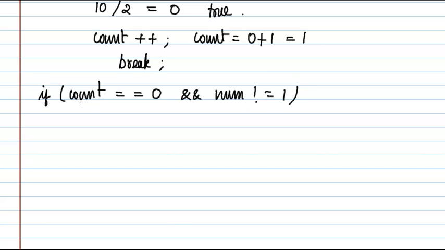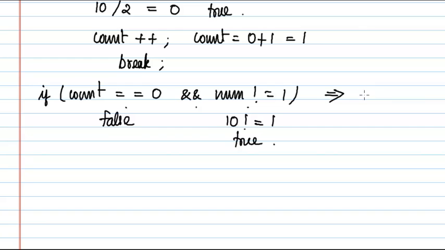Now the value of count has been changed to 1. So this part of the condition has become false and the number, which is 10, is not equal to 1. So this part is true. Now the logical AND operation is given here. So in such a case, both the conditions must be true for the entire if condition to become true. So here one of the conditions is false and the other is true.